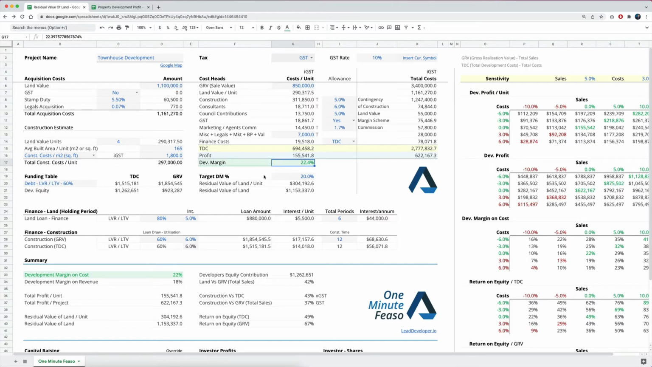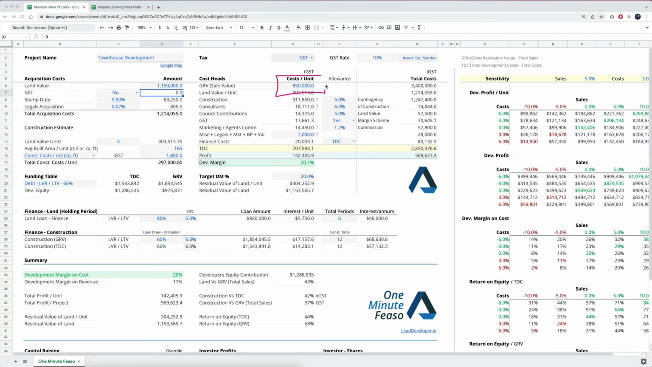You'll see that as soon as I start increasing the value of the land, the margin will start going down. So let's increase that by another 50,000, and it will come very close to the 20% mark. If I pay 1.150, that should be my maximum offer, based on what I know for sure that I'll be able to sell them for.